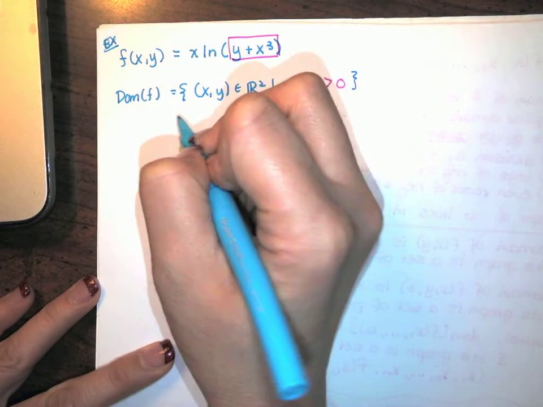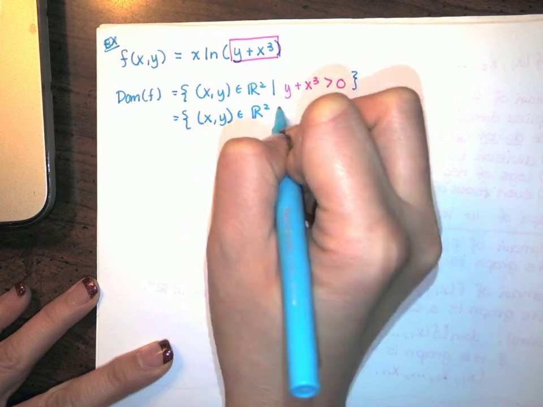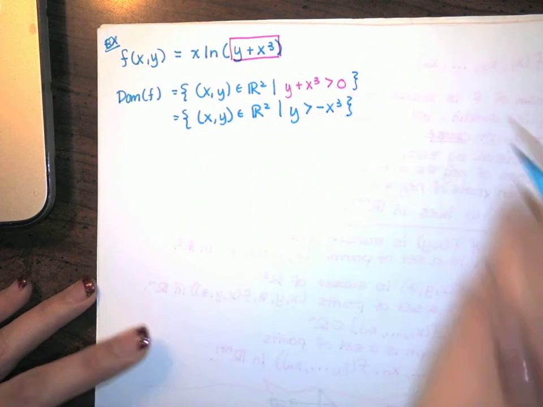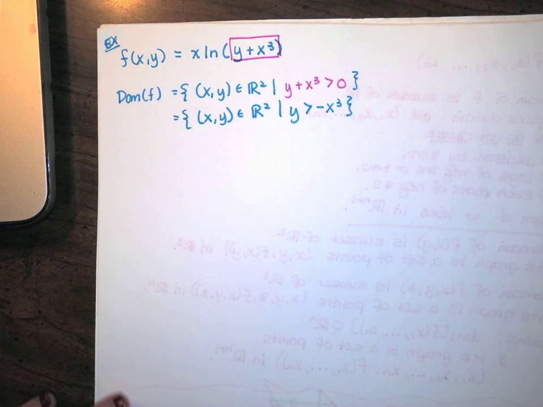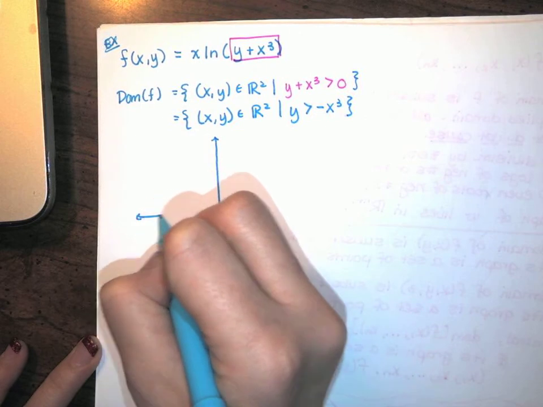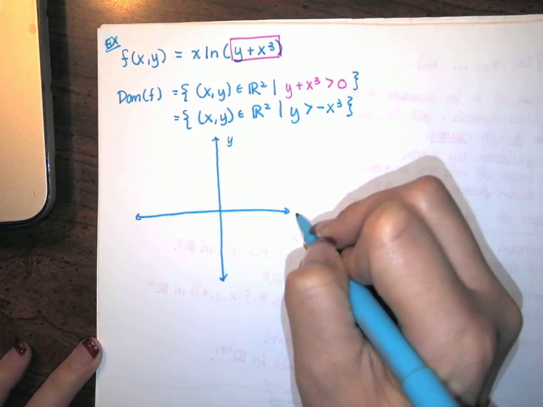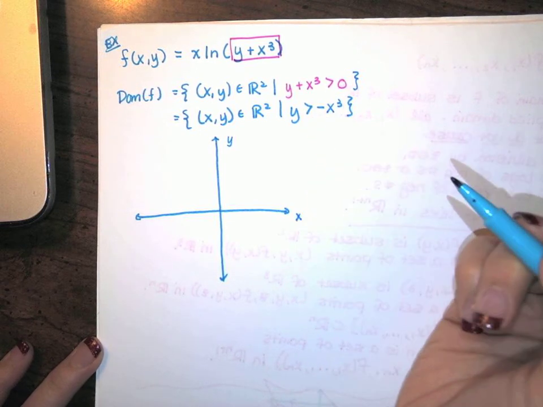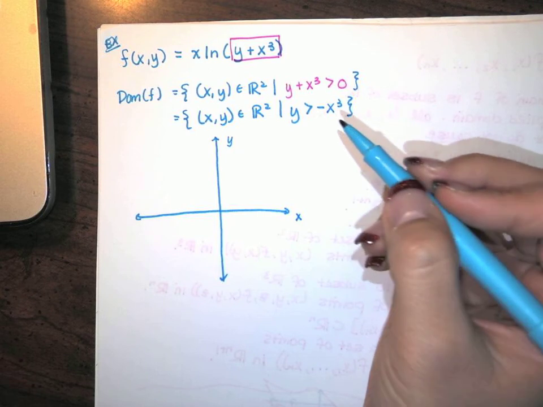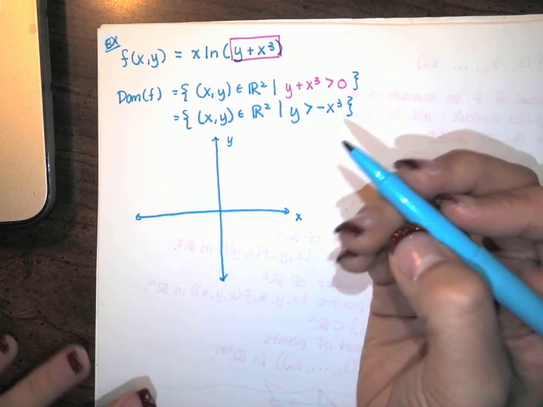That's the domain, and if I want to sketch it, it helps to rearrange that inequality. So I have y is greater than negative x cubed, and then I want to graph that. Now this is graphed in pretty much the same way as we graphed before, except this time we say, okay, y is greater than negative x cubed, so it's not greater than or equal to negative x cubed. So I have to graph y equals negative x cubed but then I have to draw a dotted line through it.